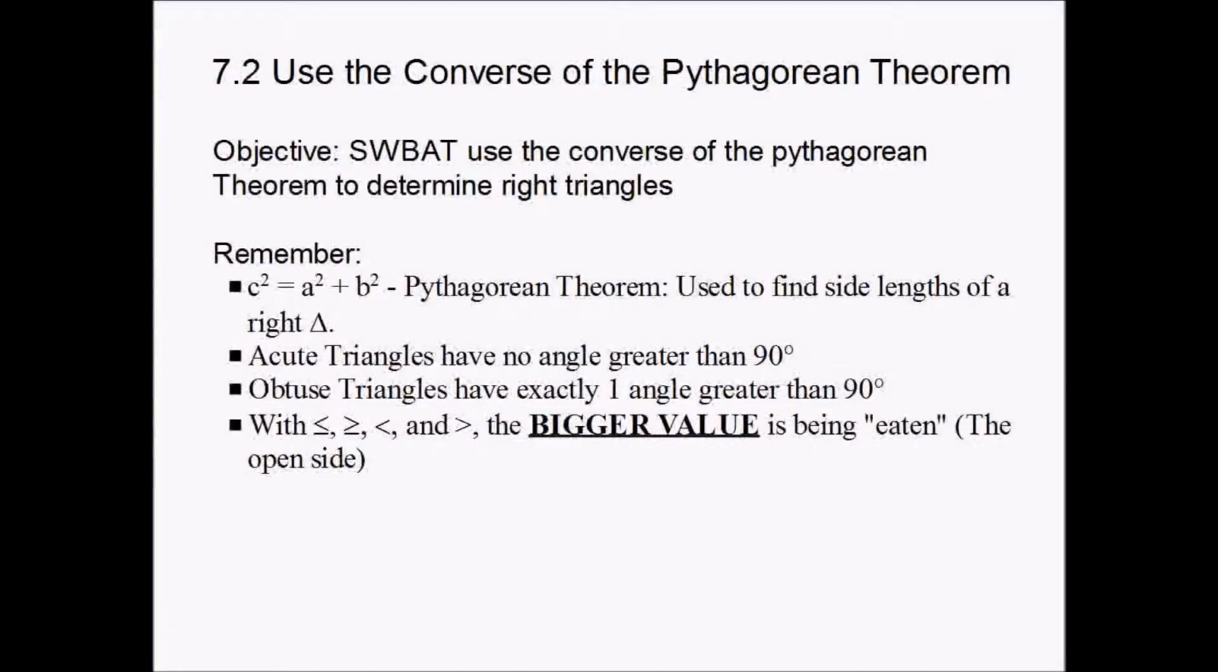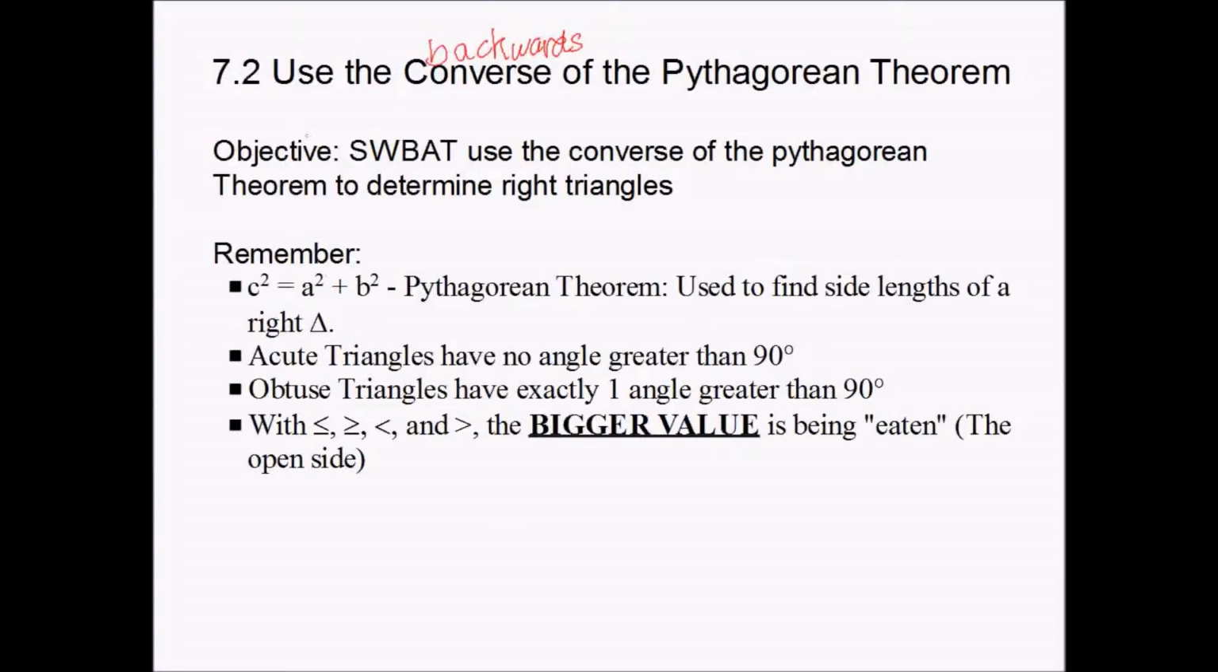Ladies and gentlemen, once again, Fraser Nation coming to you again for the Geometry Series 7.2, using the converse, let's say the backwards, the switch of the Pythagorean Theorem. Students will be able to use the converse of the Pythagorean Theorem to determine right triangles.